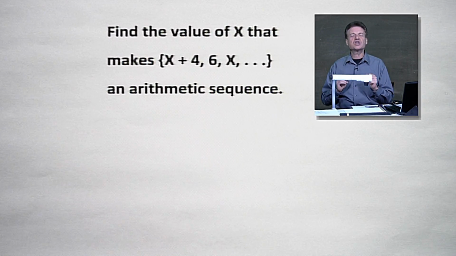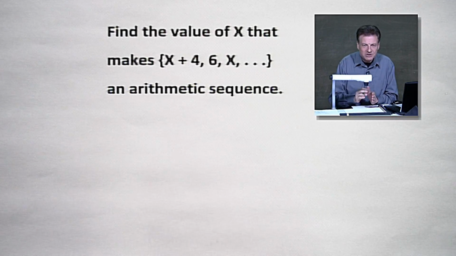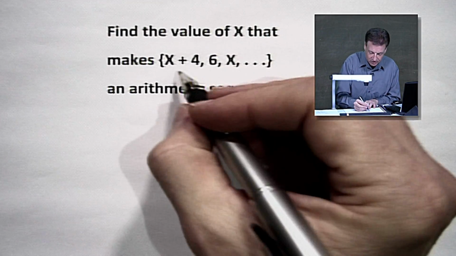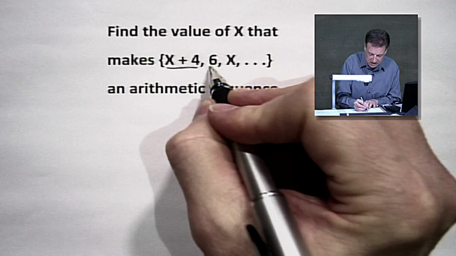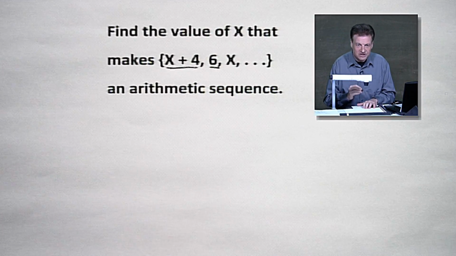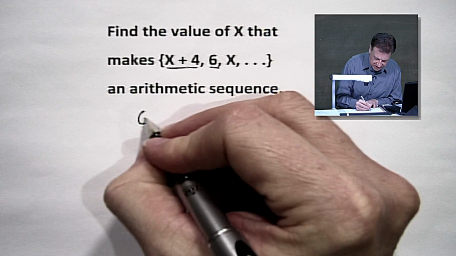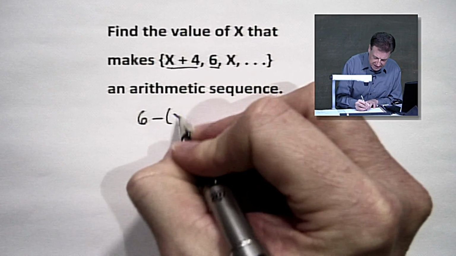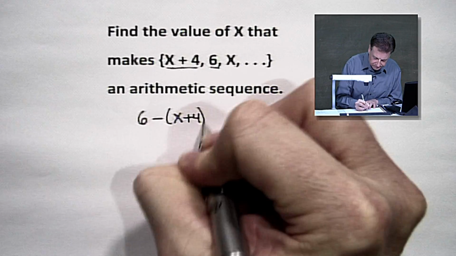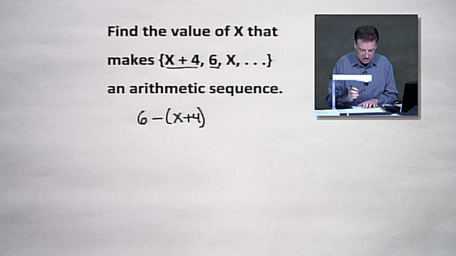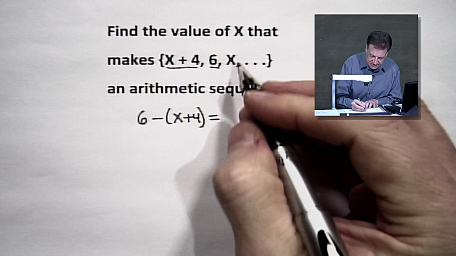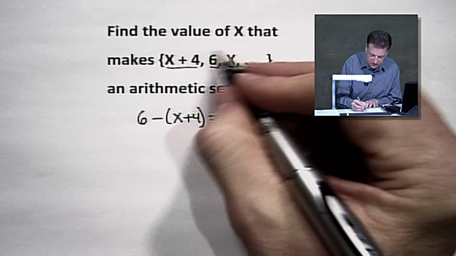I use the phrase common difference, and the common differences must be the same. So what I'm going to do is first take our first and our second term and get their difference. So we're going to say 6 minus, in parentheses, x plus 4. And that is going to be the same as the common difference between these two.